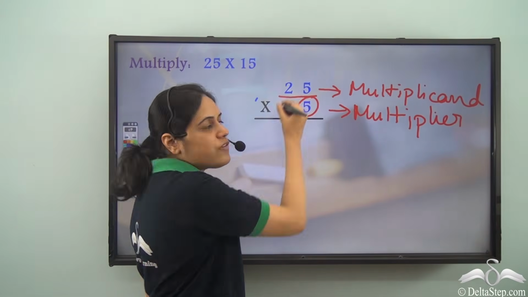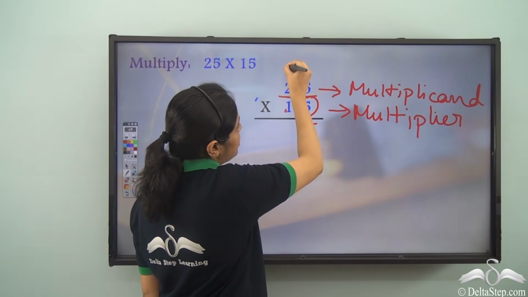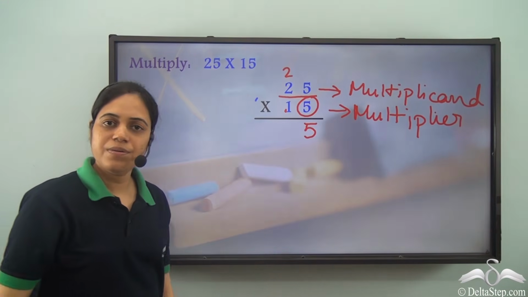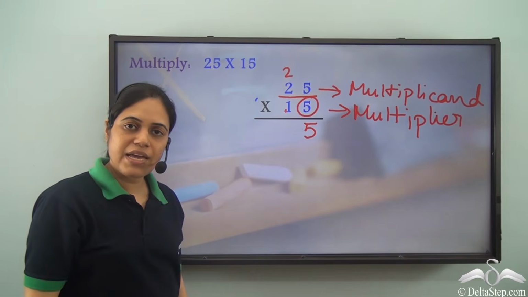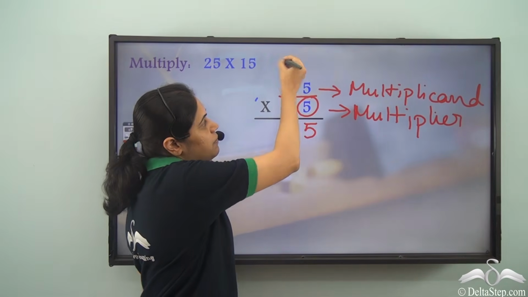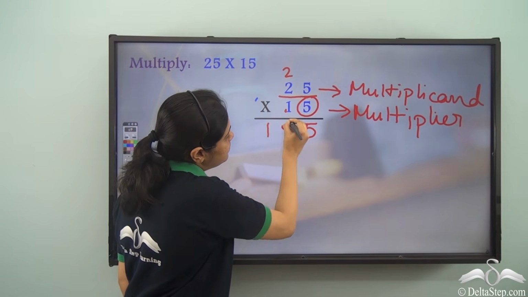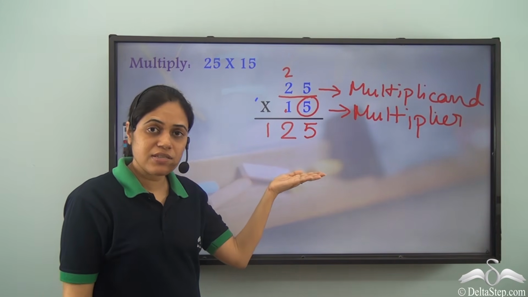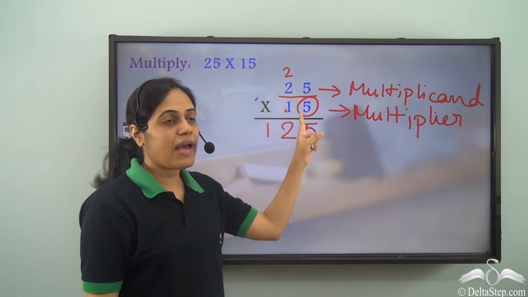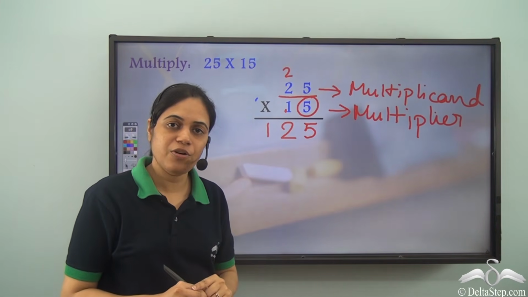So 5 into 5 is 25. I write a 5 in the ones digit, and 2 is carried. Now 5 into 2 is 10, and 10 plus 2 is 12. So I write 12 here. But this is not the answer because I have to multiply by 15. I have only multiplied by 5 till now.